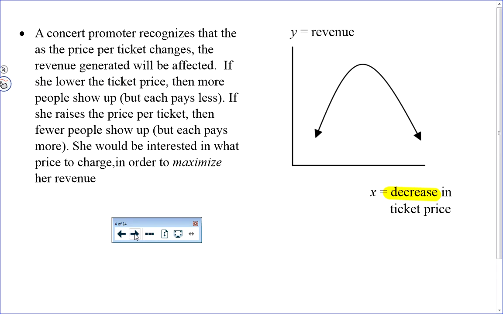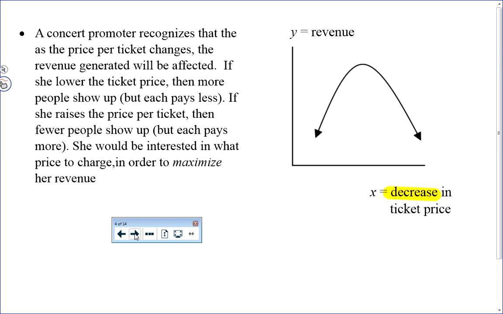So if we go through this, it says a concert promoter recognizes that when she's charging the current ticket price, she gets a certain amount of revenue. And if she were to try to attract more people, she could start decreasing the ticket price. So what happens is as the ticket price initially starts decreasing in value, the number of people who buy tickets goes up. And even though they're paying less each, the total revenue starts to climb.